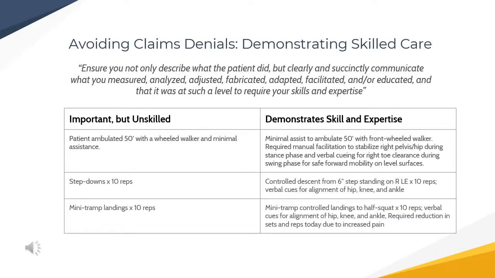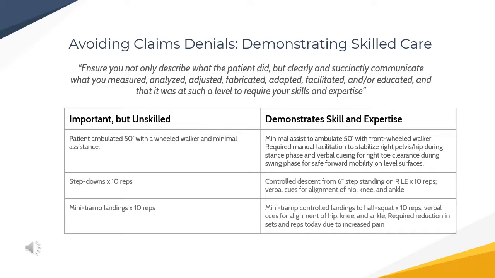The second issue that new PTs tend to run into in the outpatient setting is failing to demonstrate skilled care. So the excerpt on the top of the slide here is from a Medicare claims denial, and it lists exactly what Medicare is looking for and their requirements for reimbursement. And this includes clearly communicating what you measured, analyzed, adjusted, fabricated, adapted, facilitated, and educated, and proving that it was at a level that required your skills and expertise.